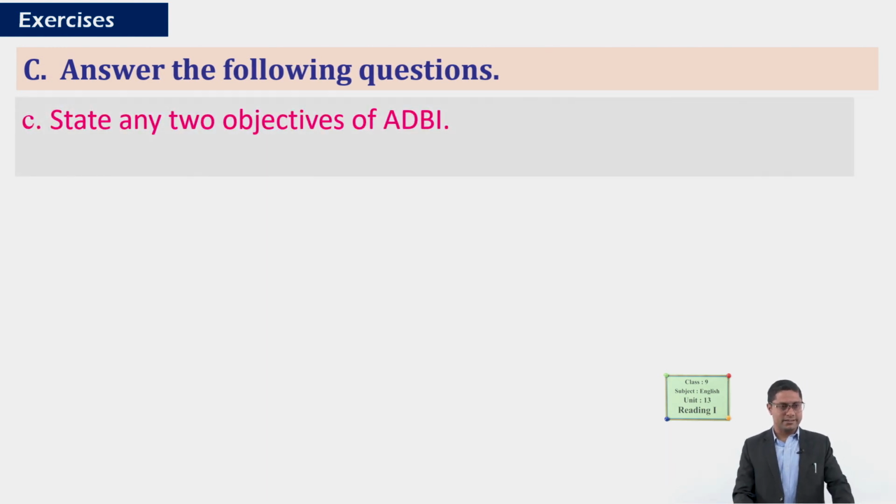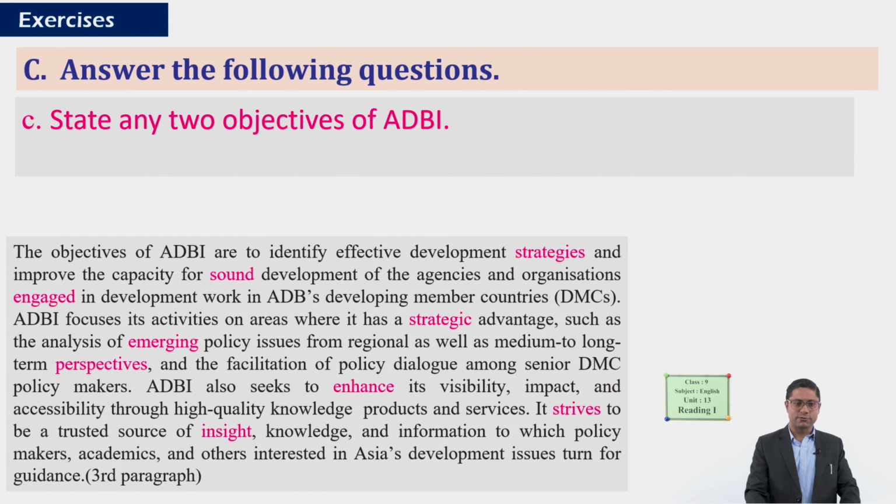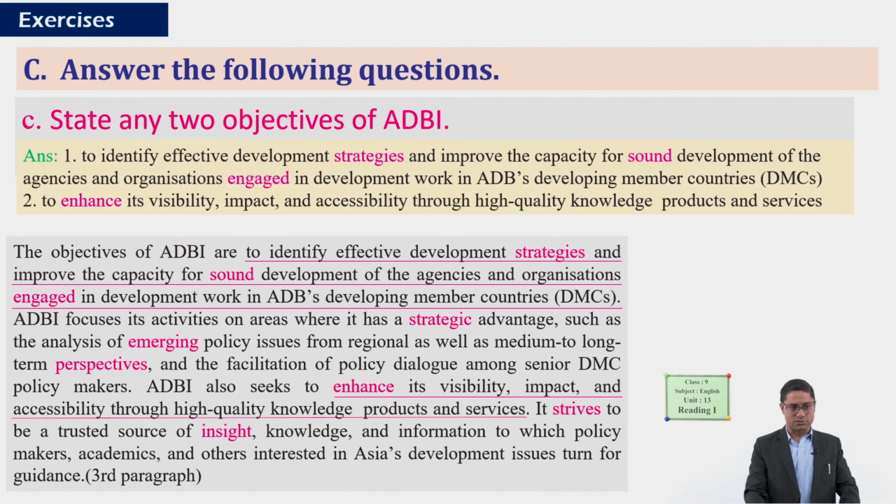Okay, let us see number C. What is the question there? State any 2 objectives of ADBI. Can you find the answer? Where does the answer lie? Okay, you need to read the third paragraph. Can you mark the answer? Yes, to identify effective development strategies and improve the capacity for sound development of the agencies and organizations engaged in development work in ADB's developing member countries, DMCs. This is one, and there is another also. So, you can see the answer there.